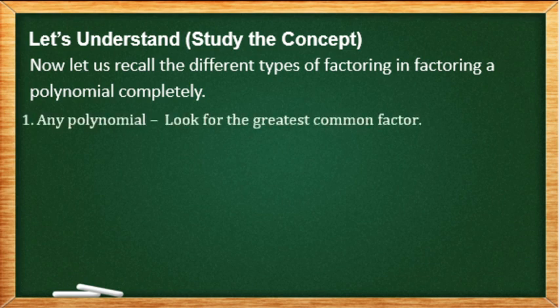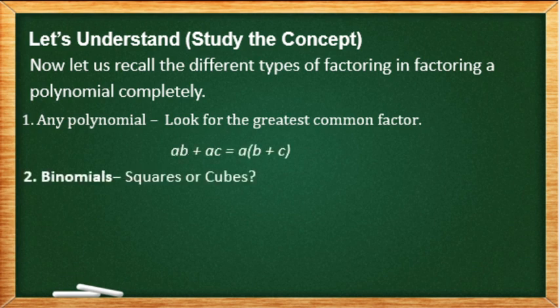Okay. First thing, any polynomial daw, we need to look for the greatest common factor. Yan, check mo yon. Kapag lahat ba ng term may common factor. Kapag wala, ibig sabihin, you need to check if your polynomial is binomial. Kapag binomial, if it's squares or cubes, means perfect cube ba siya o perfect square.